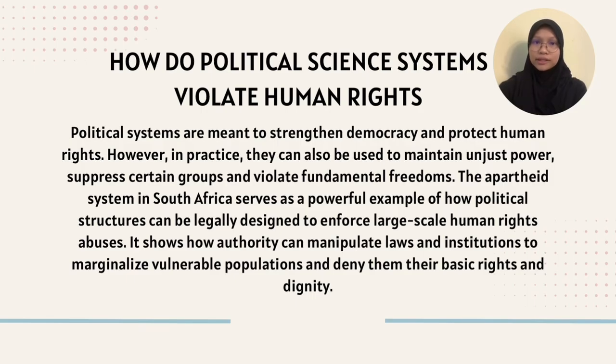In theory, political systems are built to support democracy and ensure that everyone's rights are respected. But in practice, some governments use their political power to control, discriminate, and silence certain groups. A strong example of this is the apartheid system in South Africa. It was not just discrimination, it was legal and systematic. The government created laws and institutions that denied basic rights and dignity to people just because of their race. This shows how political power can be abused to justify human rights violations on a large scale.